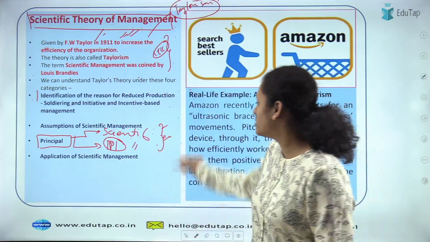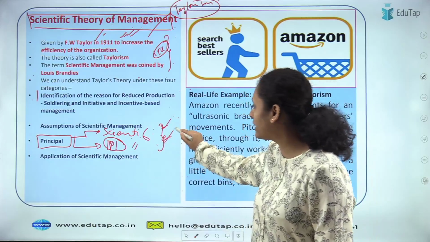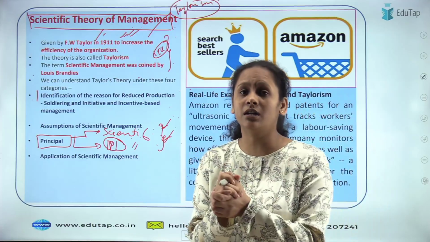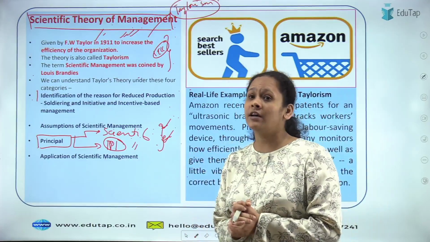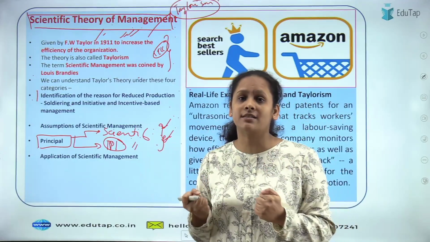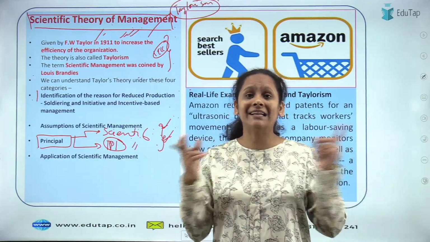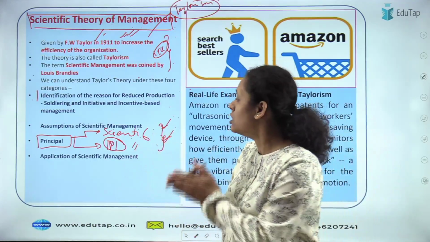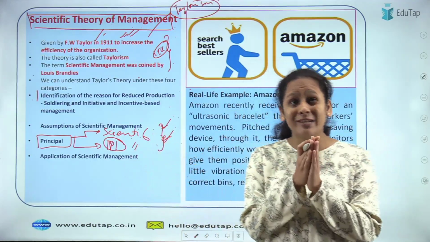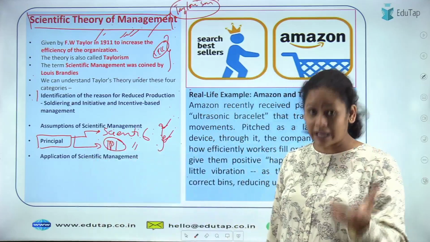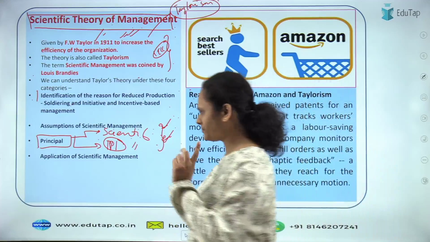ठीक है? So he said that we have to club these two factors so that there is a harmony within the organization. The workers and the managers do not have a conflict of interest, as in they do not work against each other, which would eventually reduce the profit of the organization. So these were the basic principles which Taylor said we as an organization had to follow.